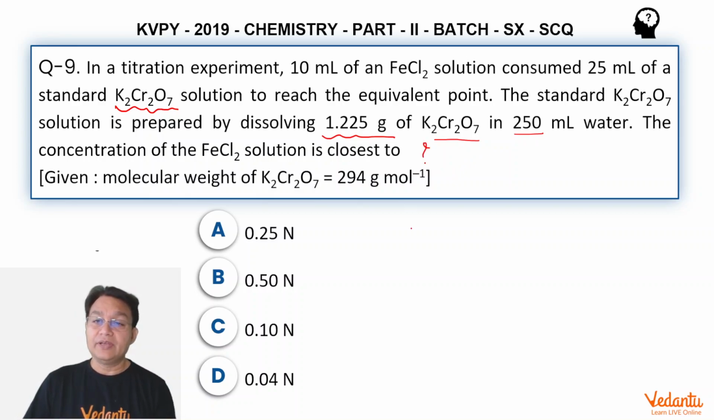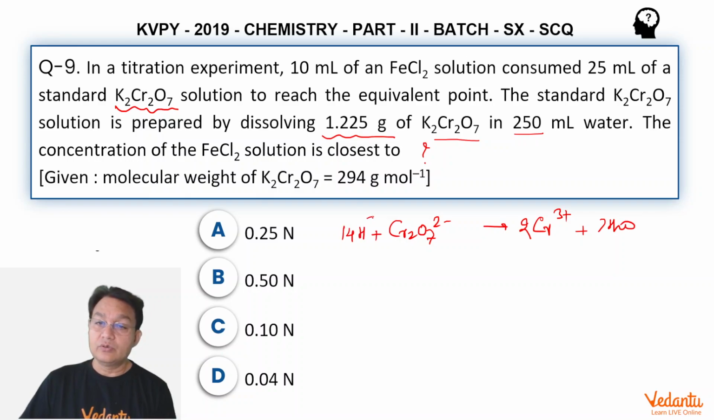That has been asked. Key thing to remember here is that Cr2O7 2 negative in the reaction will change into Cr3 plus. That means if you balance this equation, 7H2O, 14H plus, so that's going to consume 6 electrons. So the n factor of Cr2O7 2 negative is 6. And FeCl2, that means Fe in a plus 2 oxidation state is going to be oxidized into Fe3 plus. So the n factor of this is equal to 1.